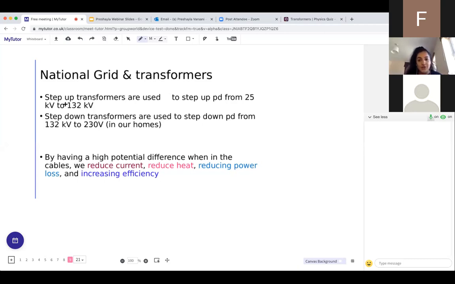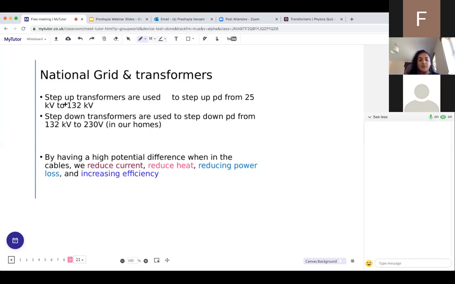Now, you don't need to know the specific quantities except 230 volts because you should know that anyway, that's mains electricity. But don't worry, you don't need to know 25 kilovolts, 132 kilovolts. That's just to give you an idea of just how big it is. So, okay, we know that we use step-up transformers to increase the voltage, get it really high on the cable lines, and then step it down to get into our houses. But what's the point? Why would we step it up and then step it back down when we could just have the voltage come from the generator to our houses?